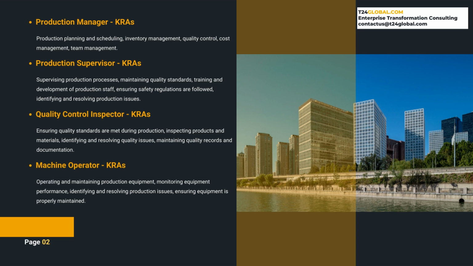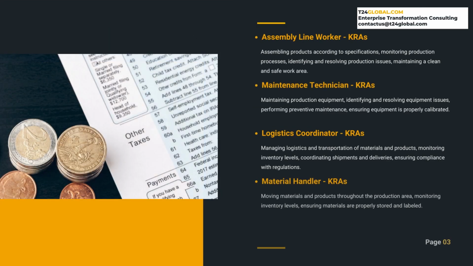production issues, and ensuring equipment is properly maintained. KPIs for machine operators include production output, machine uptime, and equipment maintenance costs. People who report to machine operators include production supervisors and maintenance technicians. Some of the tools and technologies used by machine operators include programmable logic controllers, human-machine interfaces, that is HMI, and computer numerical control machines. 5.